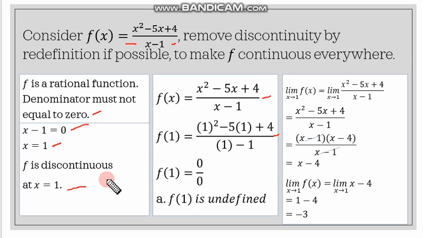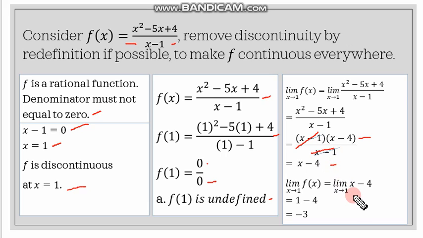So if we take the value of x, which is equal to 1, f of 1 is equal to 1 squared minus 5 times 1 plus 4, which is equal to 0, and 1 minus 1 is equal to 0. This is undefined. Now for the limit of the function, since this is 0 over 0, an indeterminate form, we can take the real value of the limit by factoring. So x squared minus 5x plus 4 factors into (x minus 1)(x minus 4). Over x minus 1, we can cancel x minus 1, leaving x minus 4.